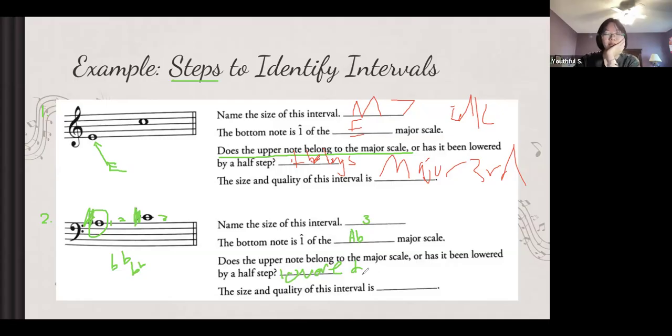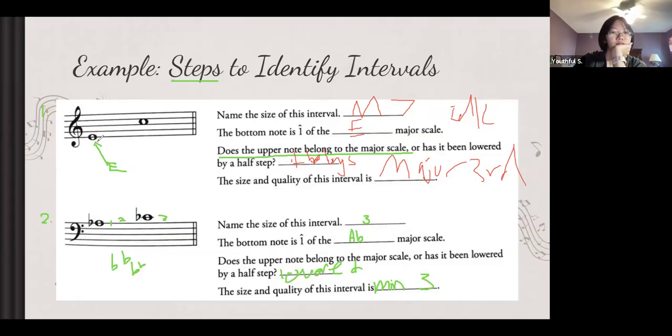Since it's been lowered, it's smaller. Lowered is smaller. So the size and quality is minor third. And if you notice, A flat and C flat is the same as A and C natural. Okay, I'll go over Ethan's.